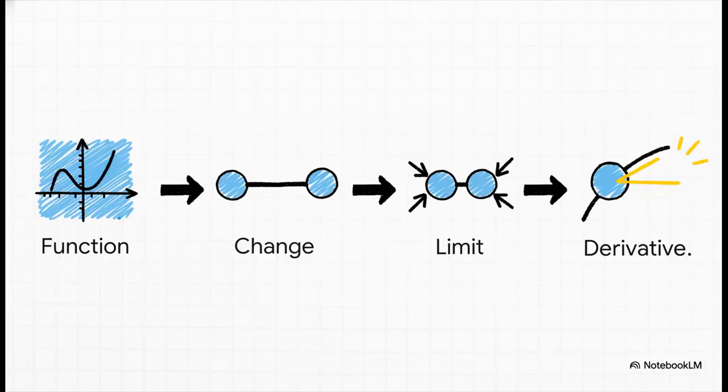We can boil that whole thing down to its essence. You start with a function, you measure the change, you push that change to its limit as things get smaller, and what you get is the derivative. It's this elegant flow from a general idea to a super precise fact. And amazingly, we can actually visualize this whole thing.